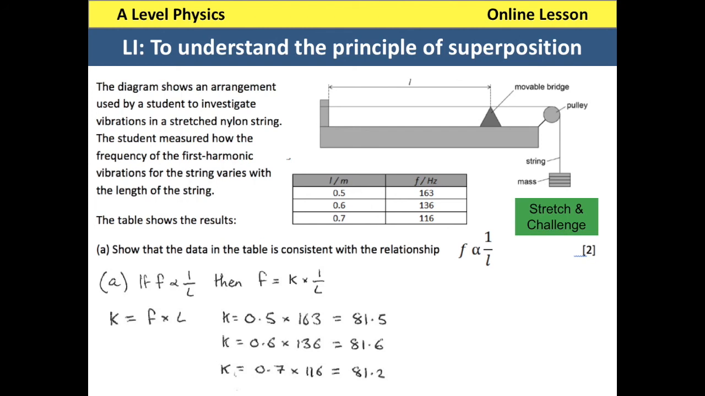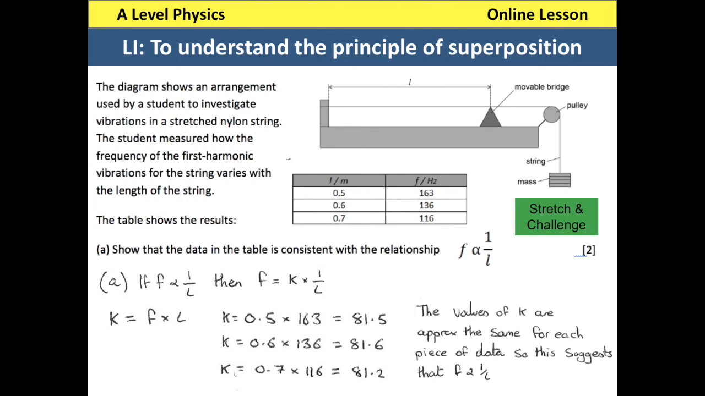Now we actually get 81.5, 81.6 and 81.2, but they are approximately the same. Bear in mind this is experimental data and they are close enough to say that yes, that does show that frequency is inversely proportional to length. With it being a show that question, you would be expected to show that for all three pieces of data.